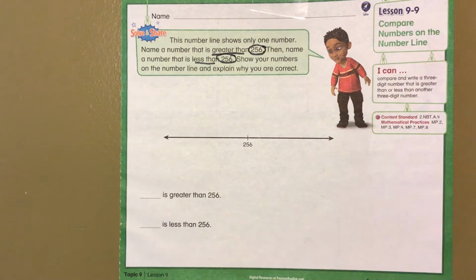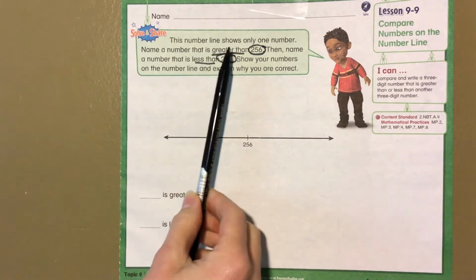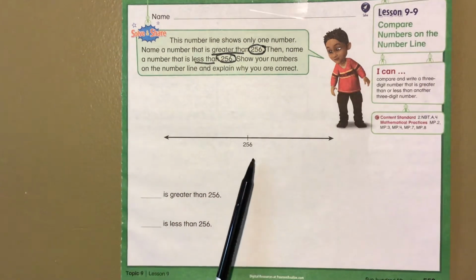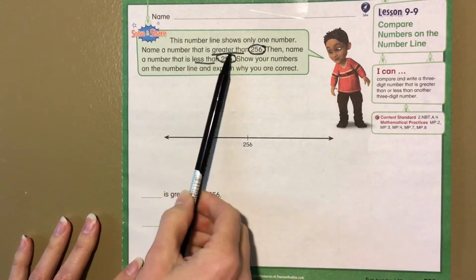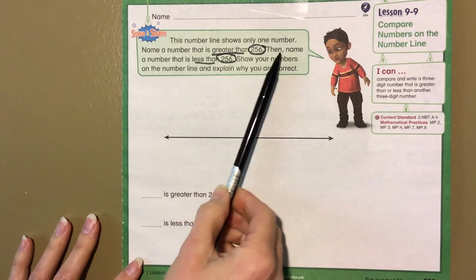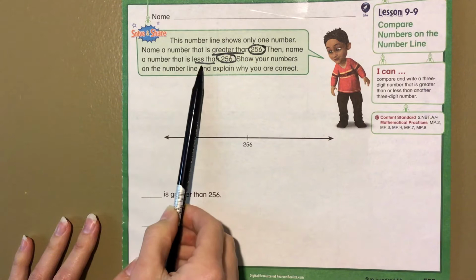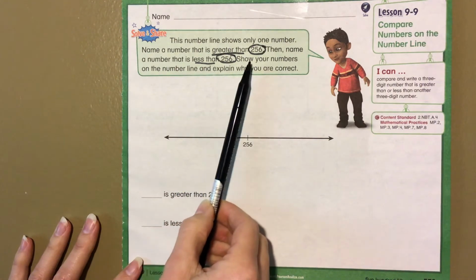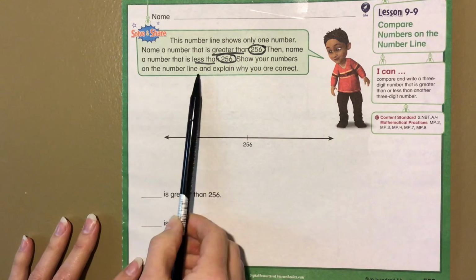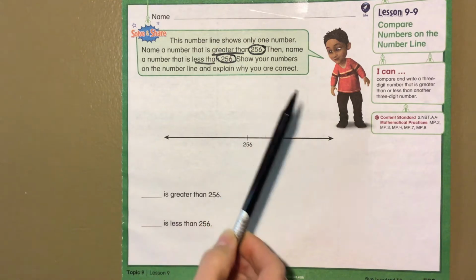All right, this is second grade math lesson 9-9. Compare numbers on the number line. So this number line shows only one number, 256. Name a number that is greater than 256. Then name a number that is less than 256. Show your numbers on the number line and explain why you are correct.